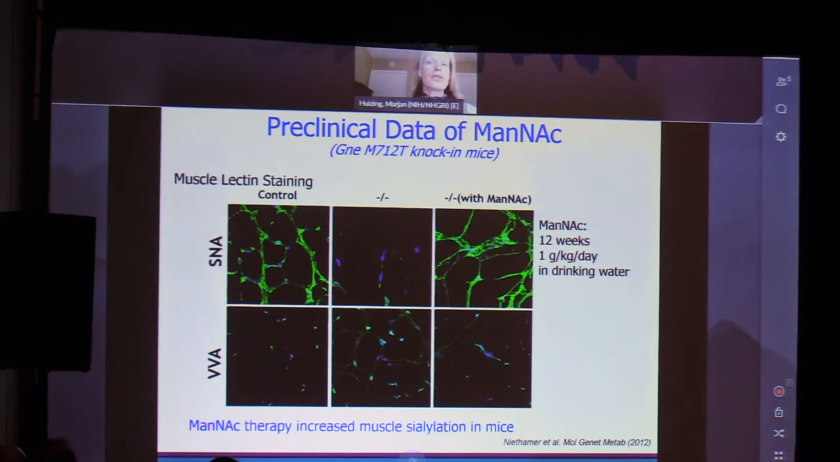We also showed this in the mouse model that we have at NIH, M712T, for GNE myopathy. Again, SNA in a control mouse is brightly stained, PNA is absent, so it's fully sialylated. Mutant mice have greatly reduced or absent SNA signal and an increased PNA signal here in the middle panel. And then in the right panel, it's mouse muscle after 12 weeks on ManNAc therapy, and we add ManNAc to the drinking water of the mice. You see that the SNA signal, the sialylation, greatly improves, and the PNA signal decreases.